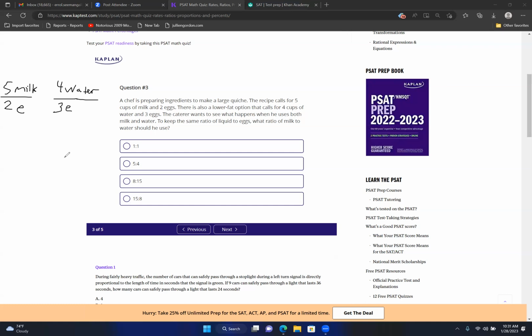The caterer wants to see what happens when he uses both milk and water. To keep the same ratio of liquid to eggs, what ratio of milk to water? That option calls for 4 cups of water and 3 eggs. Liquid to eggs. What ratio of milk to water should he use?